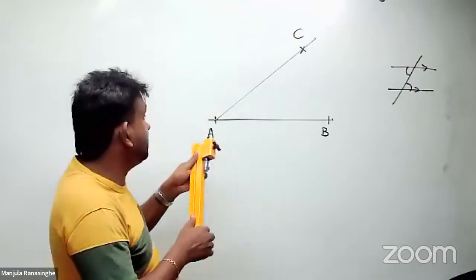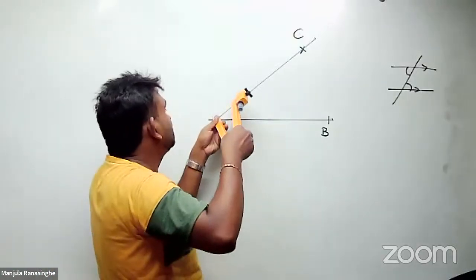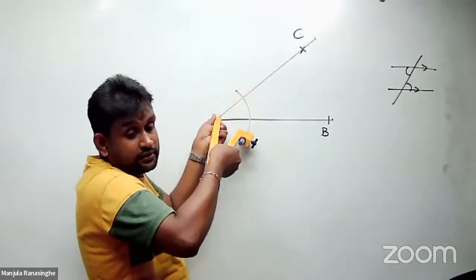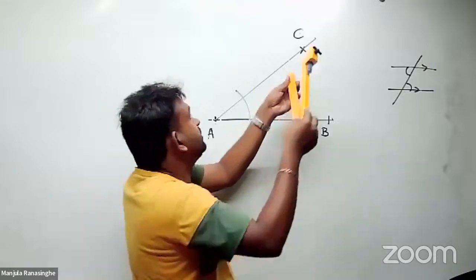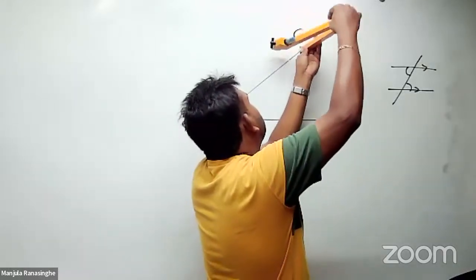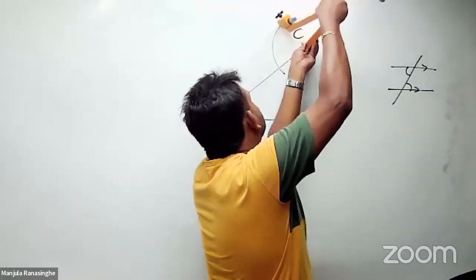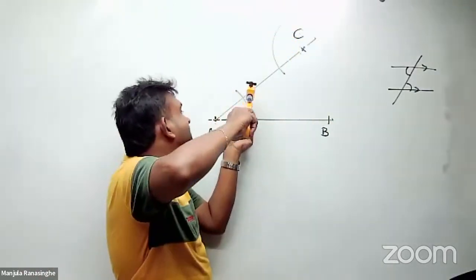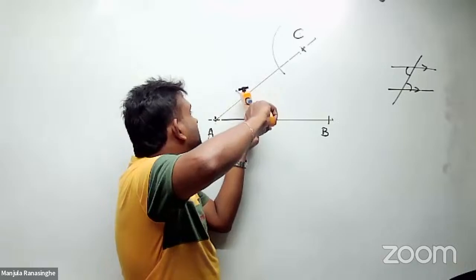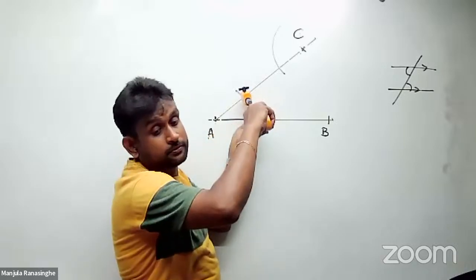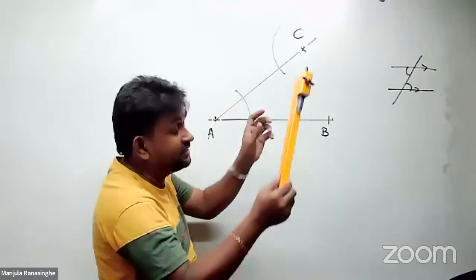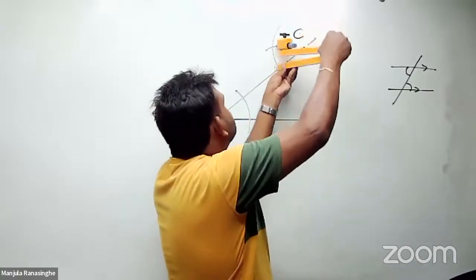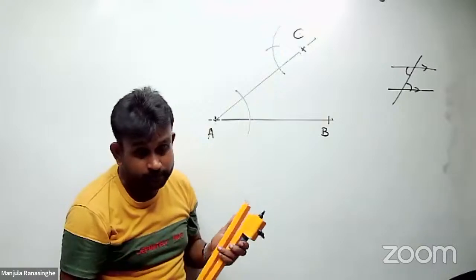Then I create this angle here in this manner. See there, I draw the same angle here in this way, creating a Z. Now I take the size here with the compass, and I mark that size here, keeping the terminal there. I mark this angle.